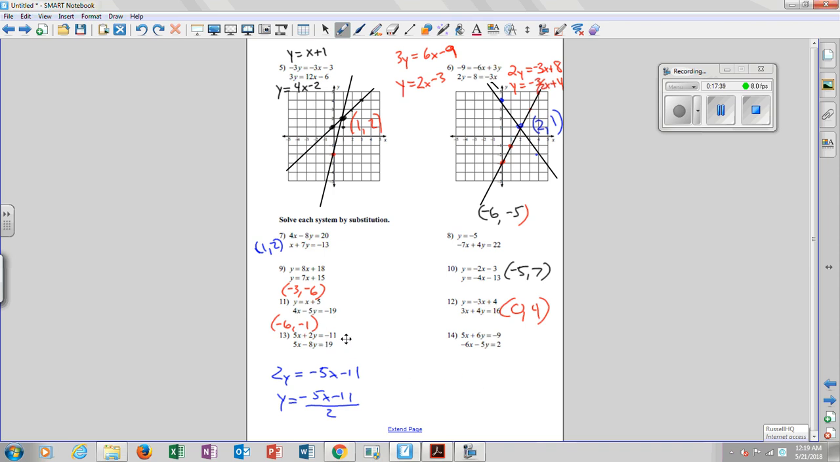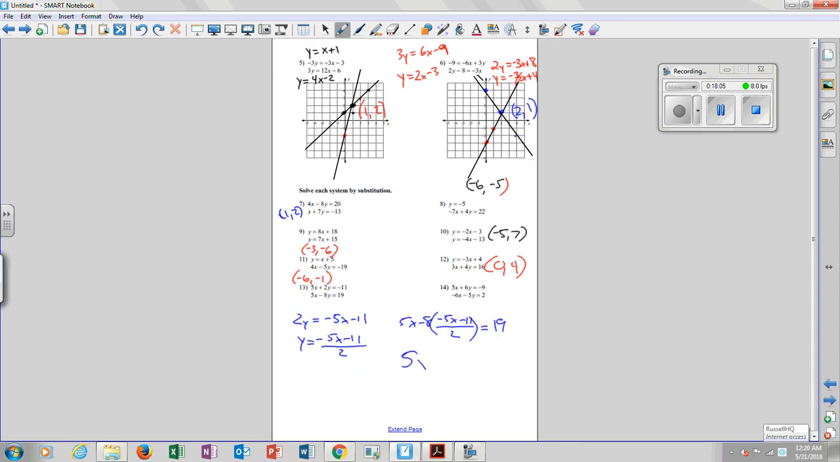So we plug it in for the y in the second equation: 5x minus 8 times negative 5x minus 11 divided by 2. Easiest thing to do here would be to do 8 divided by 2 first. Okay? That'll just give us 4, right? Which then makes this 5x minus 4 times, now your 2 cancels out with the 8, negative 5x minus 11 equals 19.